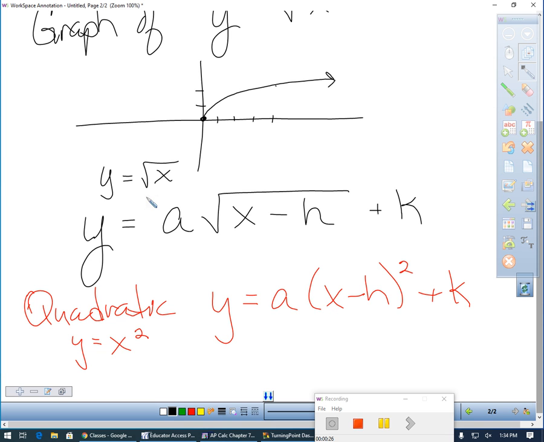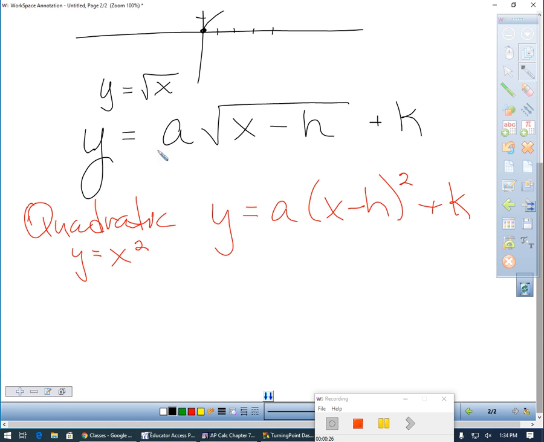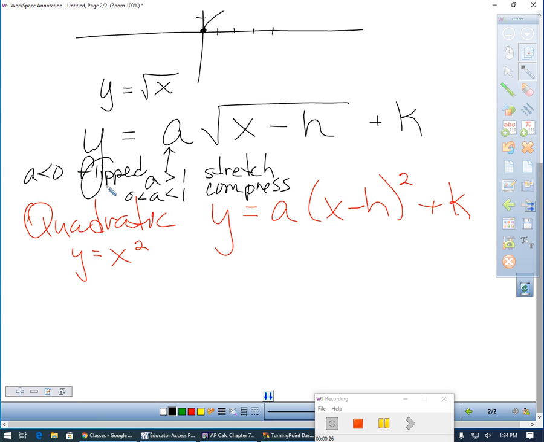So, as I was originally saying, in here, this a, remember when a was greater than 1, we said this was a stretch. Between 0 and 1, it was a compress. If a was less than 0, then it flipped. If it was negative.